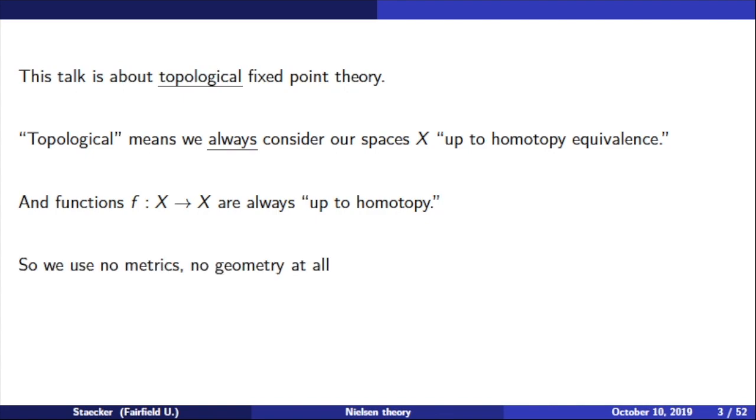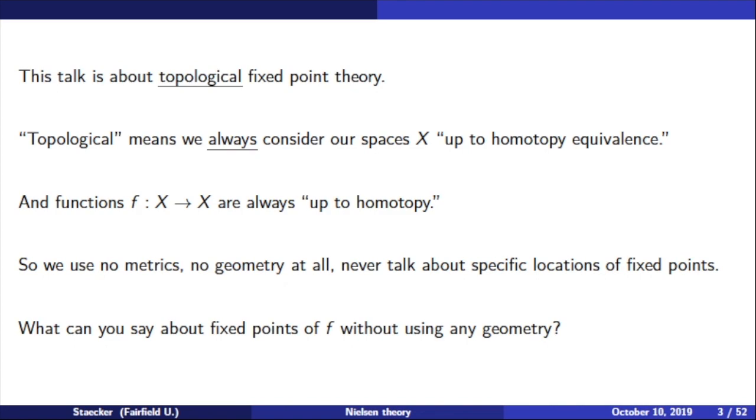So there will be no metrics. We're not going to use any metrics or geometry at all. It's all purely topological. We're never going to talk about specific locations of the fixed points. So in topological fixed point theory, we usually don't talk about things like algorithms for finding fixed points, because topologically speaking, that's not the kind of thing that we care about usually. So that's the idea here. So what can you say about fixed points of some function without using any geometry?